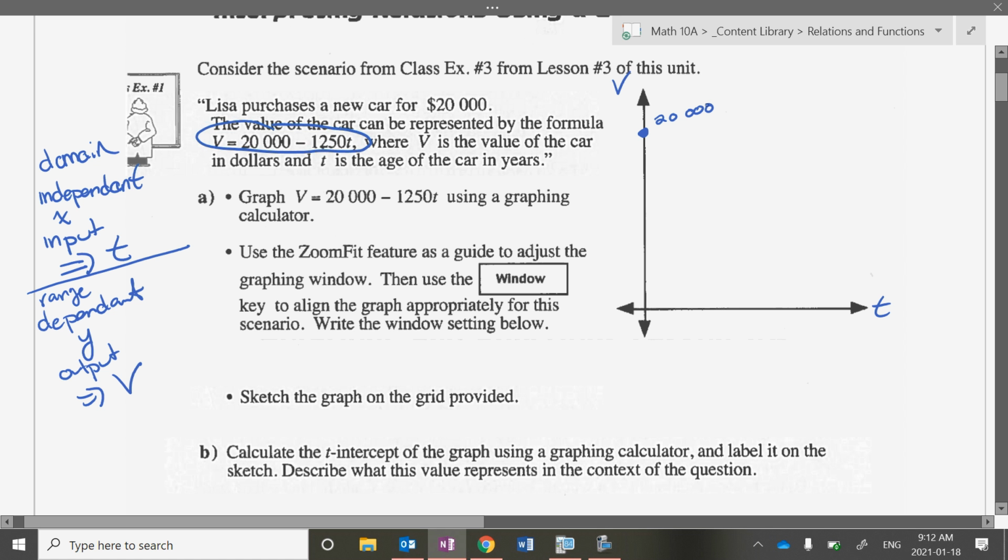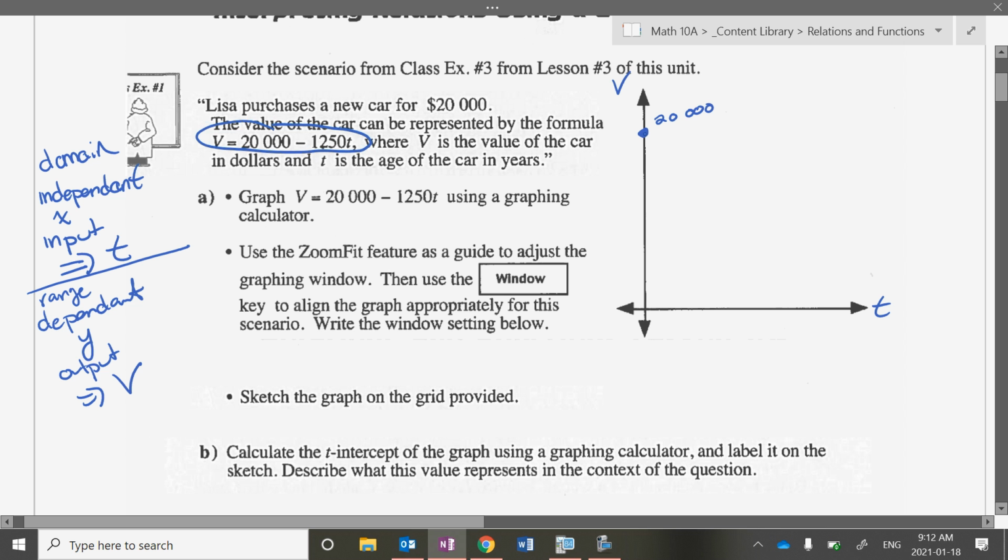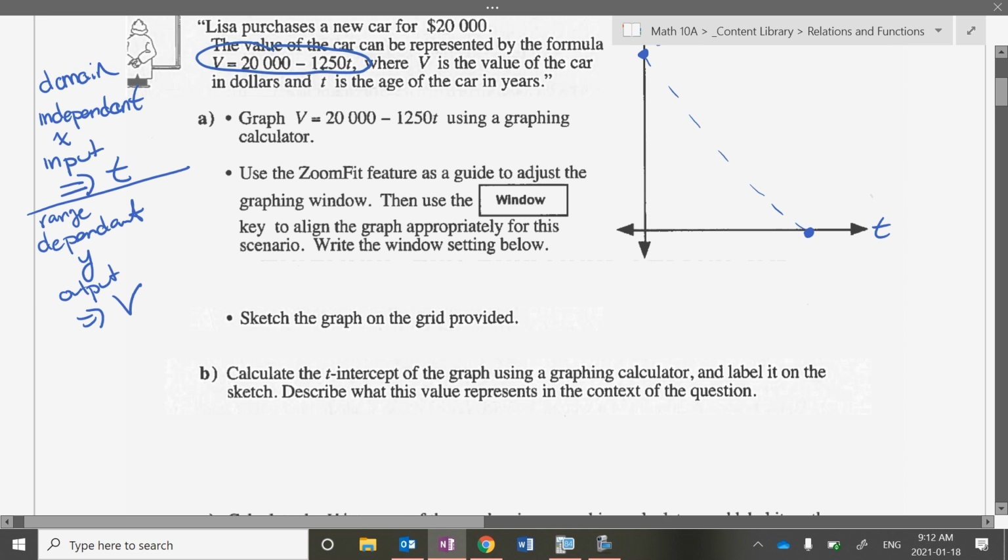Based on this context, can someone describe what this graph should look like? Thinking about the scenario. Good, right on, Priscilla. It's going to be angled downwards. It's decreasing in value. At some point, it's going to be worthless. Okay, I want you to put this into your calculator, and then we're going to use the Zoom Fit.